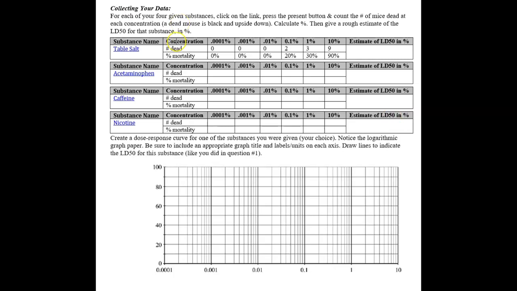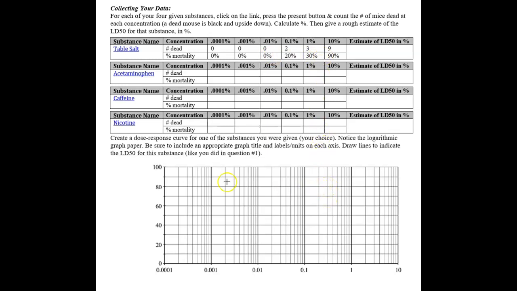All right, so now that we have that data, we need to try to estimate what the LD50 is. This is a little bit different in terms of the units. We're doing this in a percent, where in the notes it was typically milligrams per kilogram. We're not going to worry about that too much. I mean, that's what our percent mortality was here.